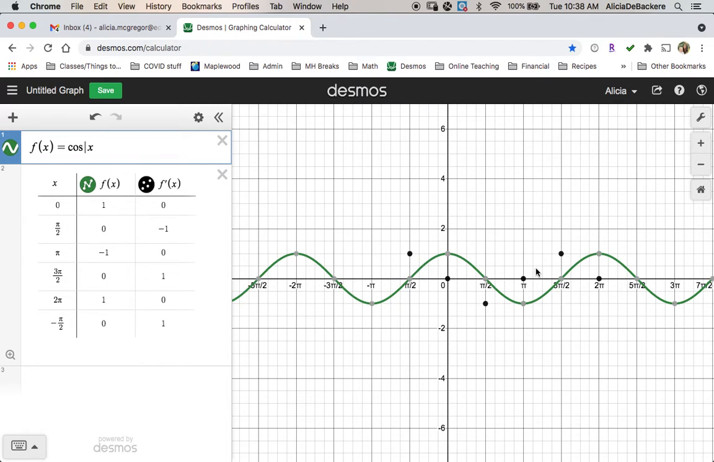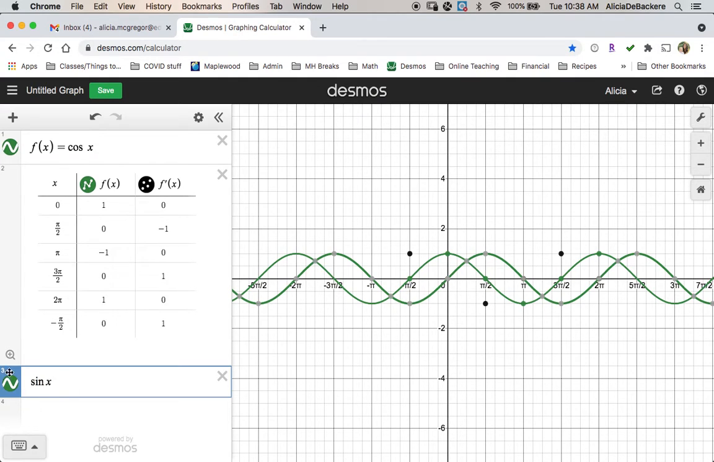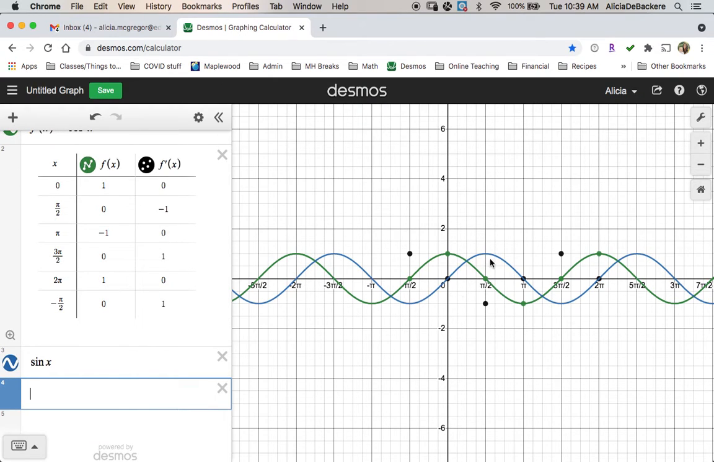I can see these ones here are definitely not the cosine curve. It starts on the axis. And it's not the sine curve either. So if I type in the sine curve, there it is. That's unfortunate. It's the same color. Let's change it. The black points don't line up with the sine curve either.